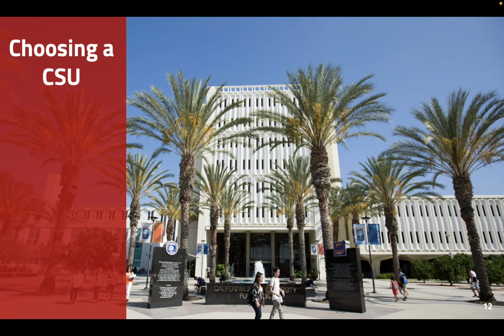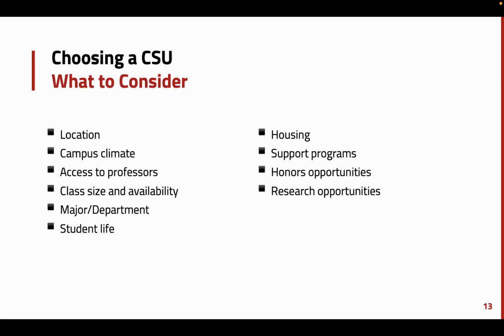So next, choosing a Cal State university. When it comes time to choose a CSU, what are some things that you should consider? First of all, location, campus climate, access to professors, class size and availability, the majors and departments offered at the individual schools, student life, like clubs and organizations, housing, whether on campus or off campus, the various support programs offered at the school, and honors and research opportunities.